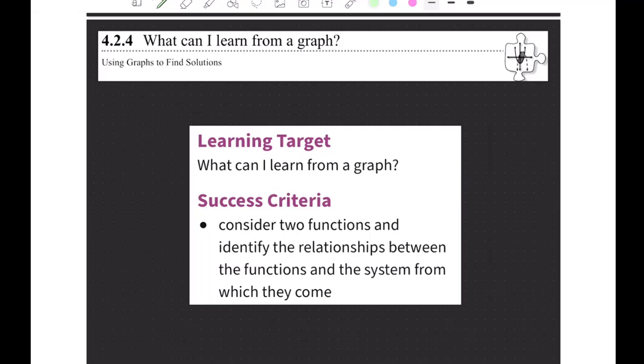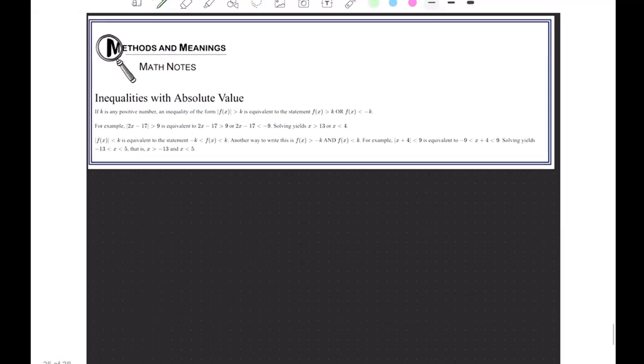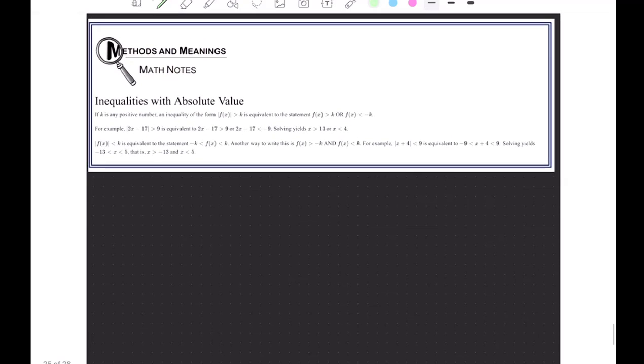So we want to be able to look at functions, mainly two functions, and be able to figure out that relationship when it comes to graphs and what it means when it comes to solving all of those little guys, right? All right. In your textbook, there are these little sections that have these little math notes, and you always know it's the math notes when it has that nice little magnifying glass.